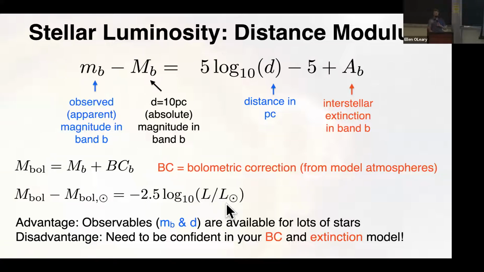So this method is very powerful. It's powerful because we have observables, the apparent magnitudes and distances, thanks to Gaia, for many, many stars. So you can simply solve this equation for many stars at the same time. The disadvantage is that you need to be confident in your bolometric corrections and in your extinctions. If you don't know this well, then these can propagate into systematic errors in your luminosities.